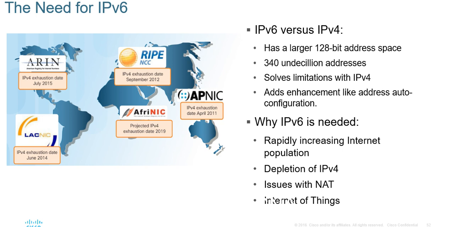It also adds some enhancements like address auto configuration. So that is what an IP version 6 address has over IP version 4. It brought that new enhancement called address auto configuration.